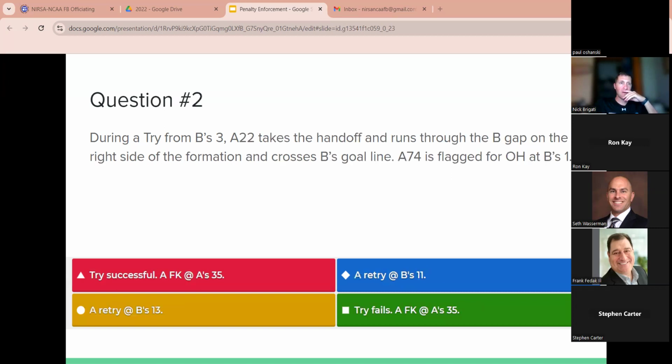Thanks. Number 2, Paul Oshansky, you're on deck. During a try from B's 3, A22 takes the handoff and runs through the B gap on the right side of the formation and crosses B's goal line. But A74 is flagged for offensive holding at B's 1. What do you got?